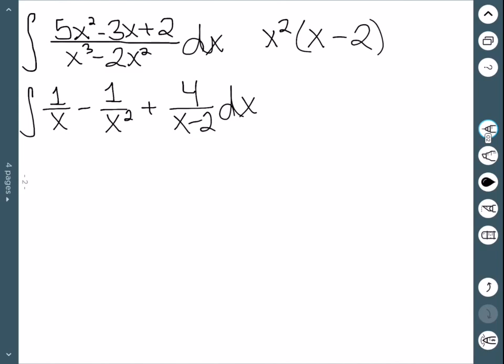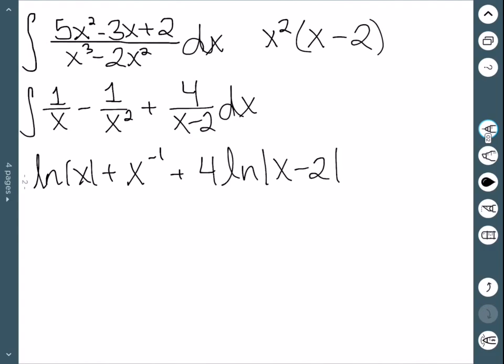Now that we've done the partial fraction decomposition, we can integrate. The integral of 1 over x is ln of x. Minus, when I have an x squared in the denominator, I have to consider the power rule. This is an x to the negative 2, so we add 1 to the exponent and then divide by that number. And then the last term is 4 times ln of x minus 2, plus C.